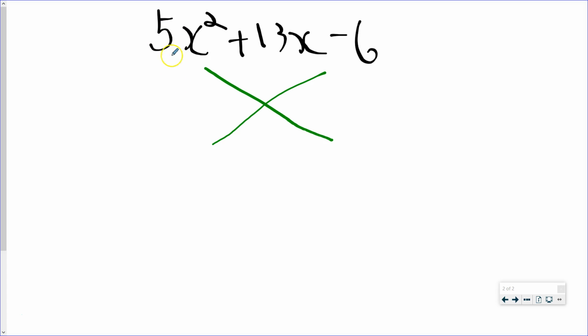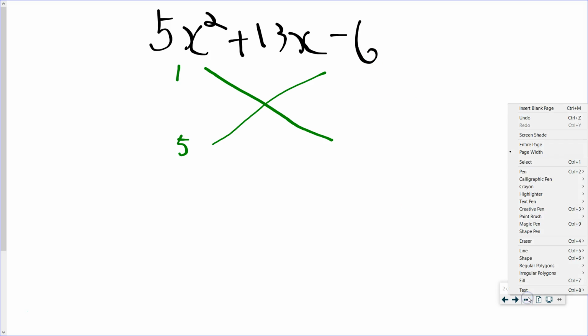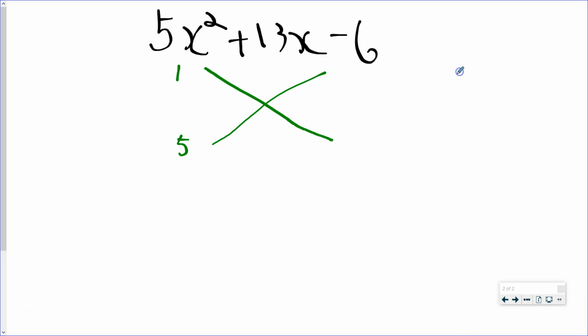So 5. If the first coefficient, the a, is a prime number, in this scenario there's not much you can change about the 5. The only two numbers that multiply together to get a prime number are 1 and 5. For 6, not too bad. For 6, there are a couple things we can do. We are just going to do that in green and say 6 is 2 times 3, at least, 1 times 6. Alright, 1 times 6, 2 times 3.